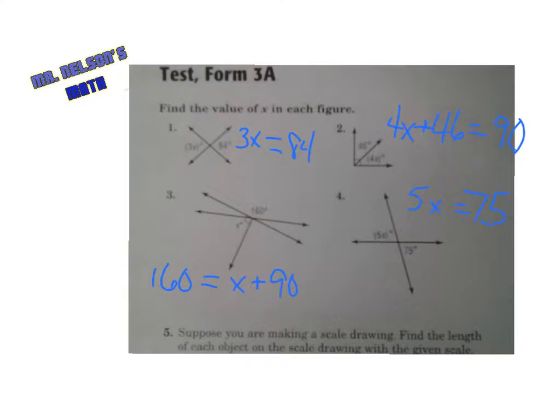So here are numbers 1 through 4. Follow along in your sheet. I know this is kind of blurry, so see what you see. Here at number 1, I have 3x equals 84 because they are vertical angles. Divide each side by 3 and you'll get your answer. I think 84 divided by 3, what would that be? 28? Yeah, sounds right. Next one, number 2.